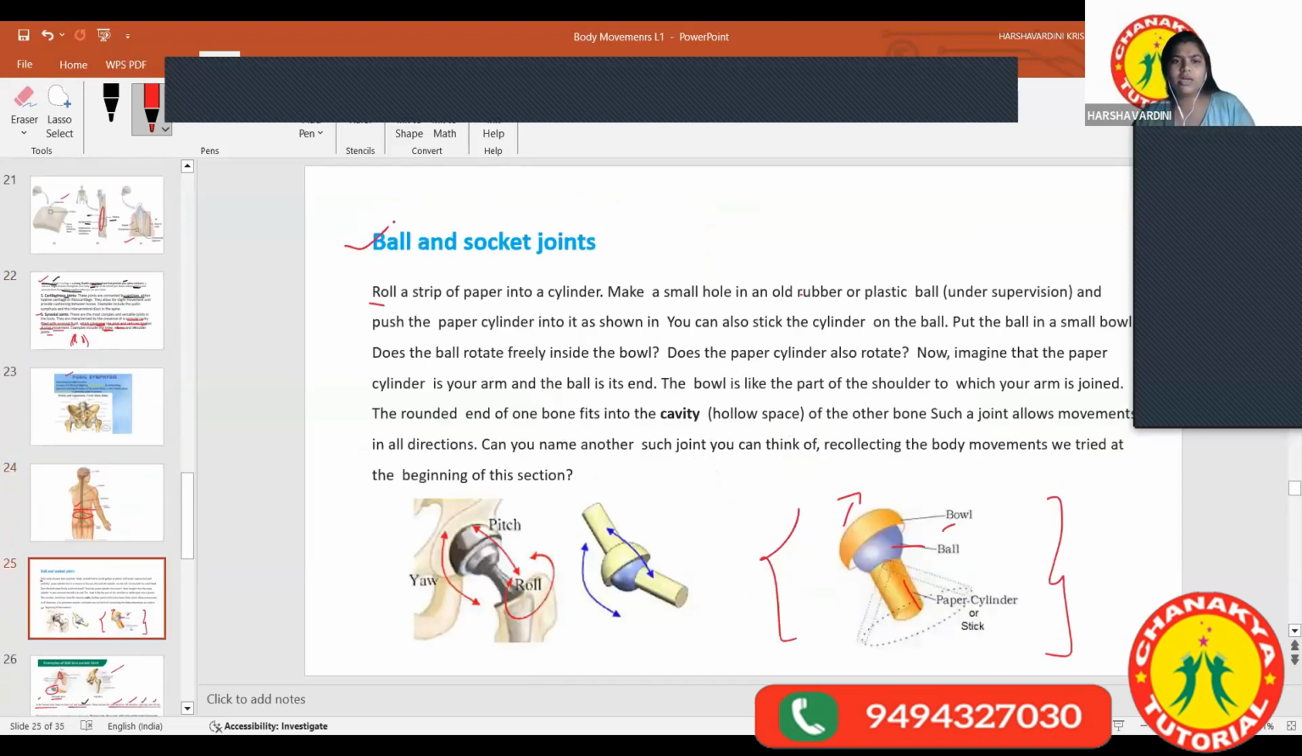Then coming to the ball and socket joint. Yes, we know the ball and socket joint very well. This is a bowl-like structure, the ball is present, and a stick is attached to this ball. Wherever you find that kind of rotational movement, you can say a ball and socket joint is present. This is a small activity given from your book only.